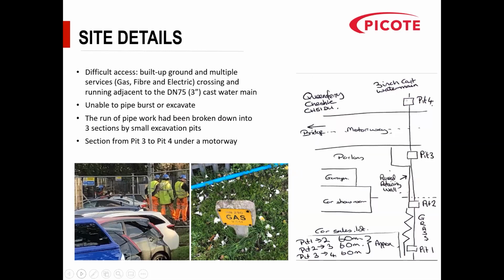The big problem here was difficult access. It was on built-up ground. We had multiple services: gas pipes, fibre optics, and electric cables, all crossing and running adjacent to the water main. Therefore, they couldn't excavate, and they were unable to use pipe bursting. Not only that, the run was about 180 metres, and it actually ran under a motorway. So they had to dig 4 excavation pits, so we could work from there.